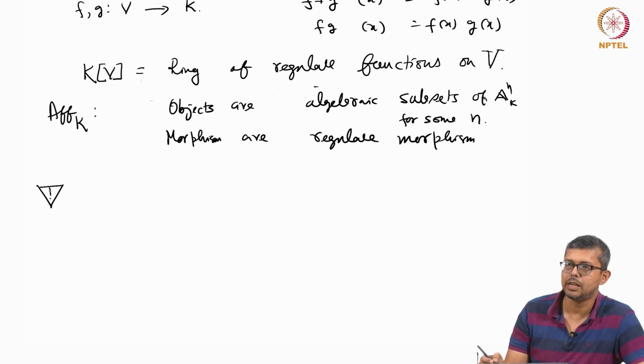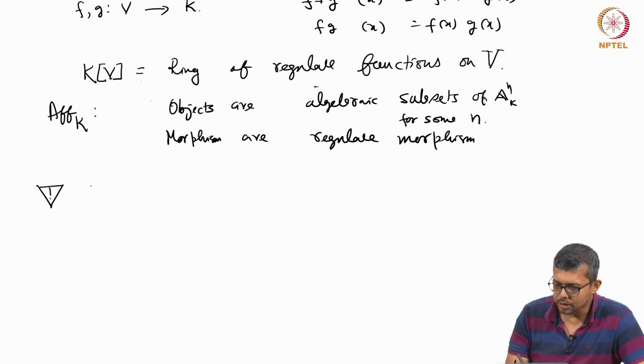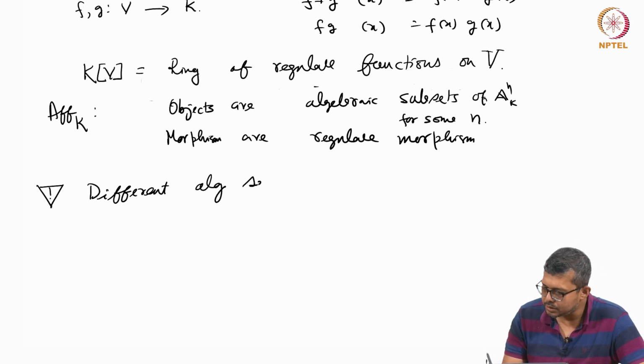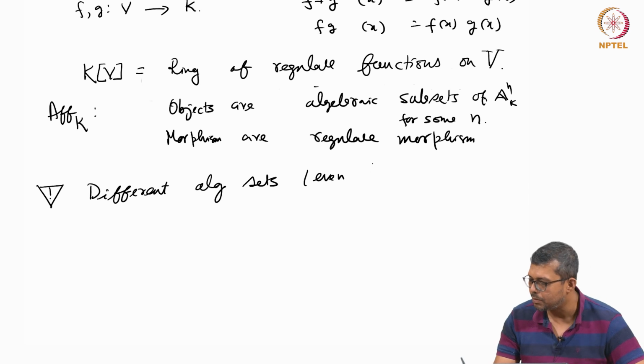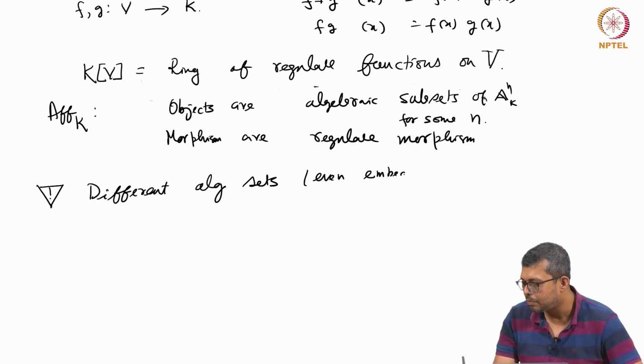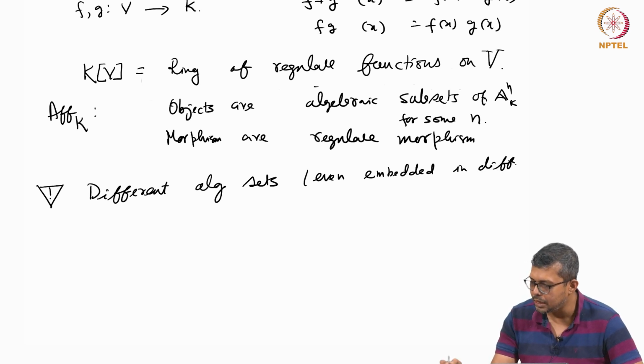So when I say algebraic set, it means it is embedded into some affine space. A remark is that different algebraic sets can be embedded even in very different spaces. We will see examples tomorrow, in the next lecture, of all these different affine spaces.